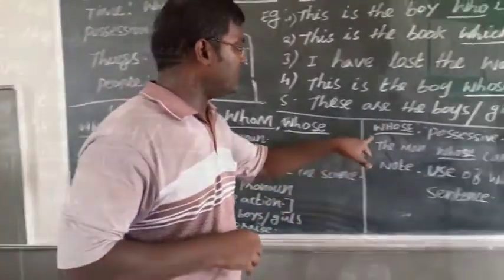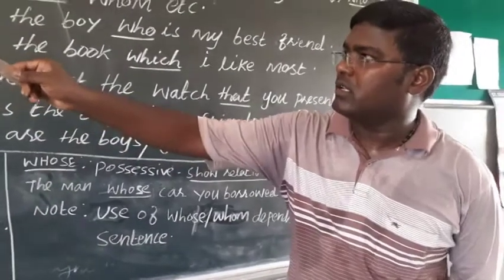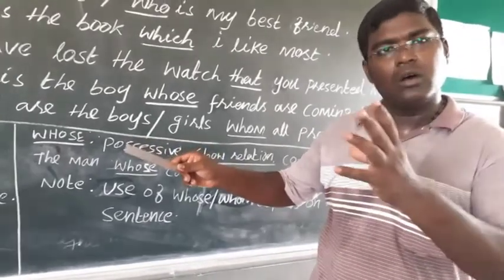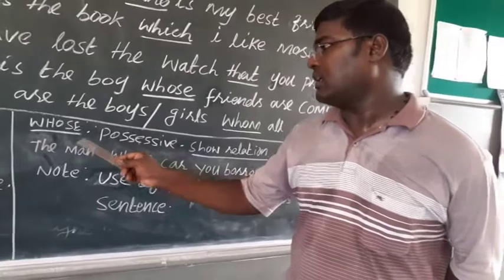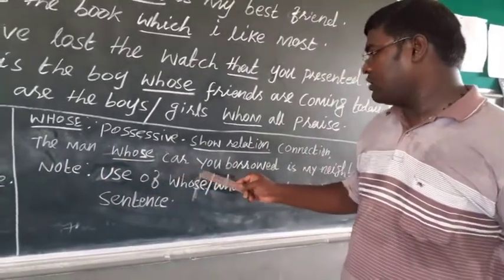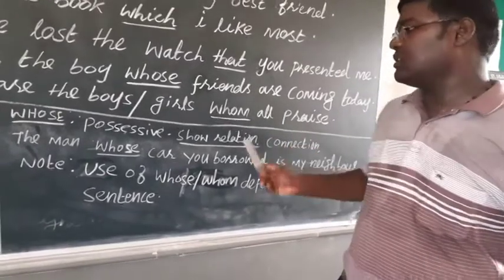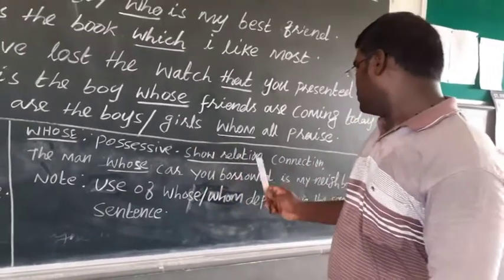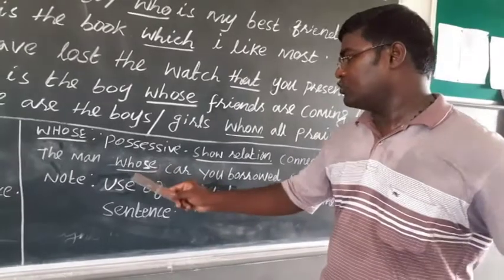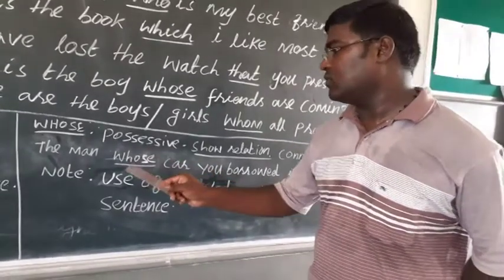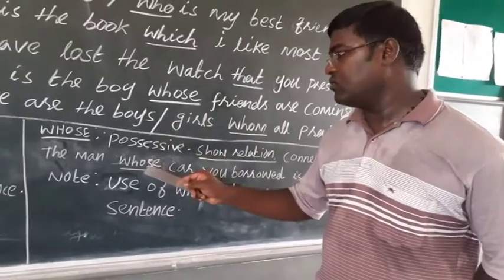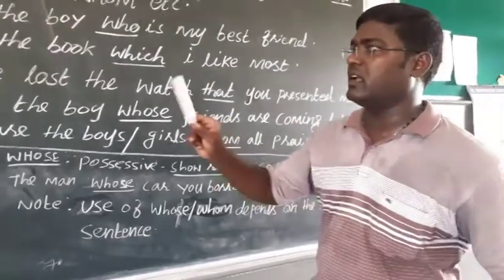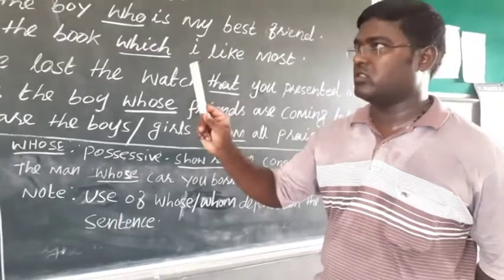Now, the next word we have is whose. Already I told you to remember: whose means related to possession. Possession means showing connection, relation, belonging, ownership. For example, the man whose car you borrowed is my neighbor. Here it shows the relation, how the man is related to that person, showing the relation or belonging. When you use whose, you must always remember the determiners you are studying, that is belonging, possession, ownership.